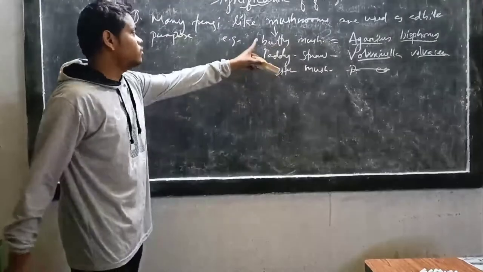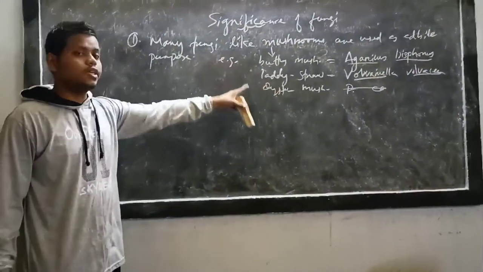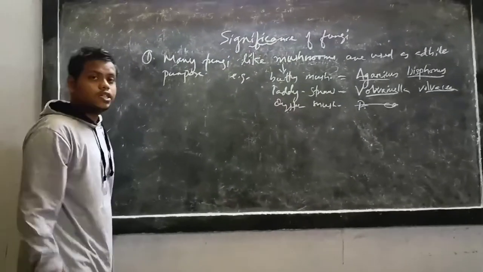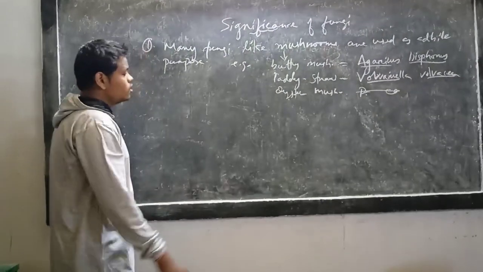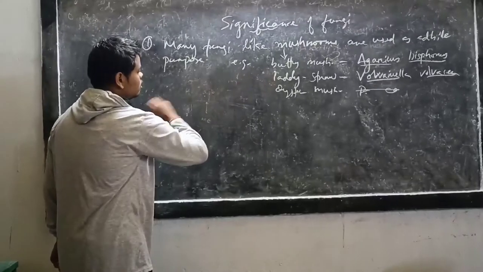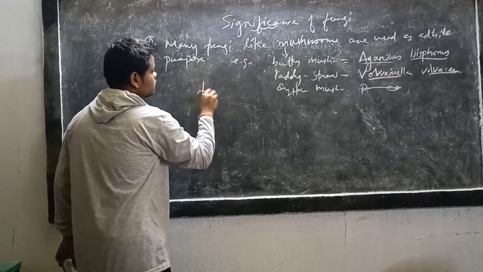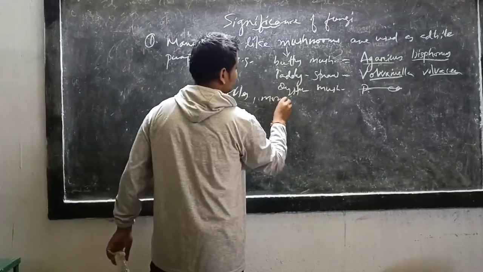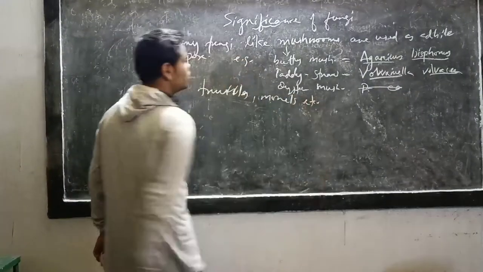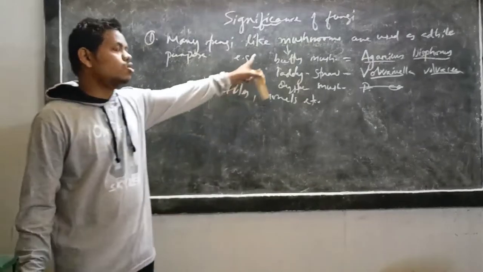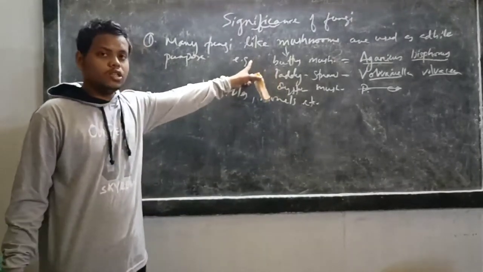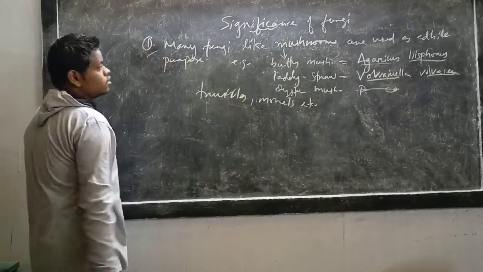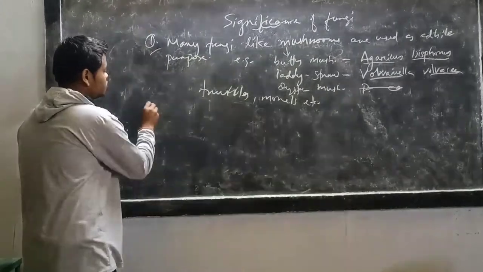So there are some examples of mushrooms which are edible. Apart from the mushrooms, there are other fungi also which are used for edible purposes in various parts of the world. Some of those examples are truffles, morels, etc. So fungi are a good source of protein. That's why we use fungi for edible purposes. The first importance of fungi is edible purpose, used as food.